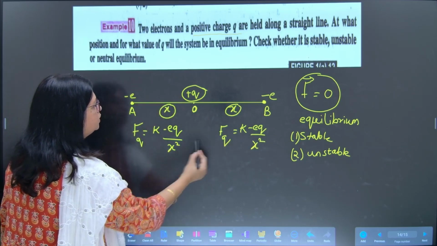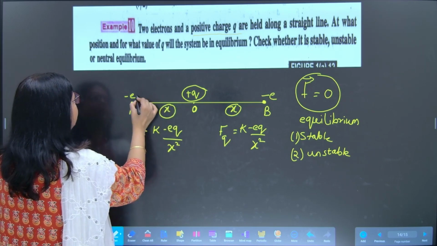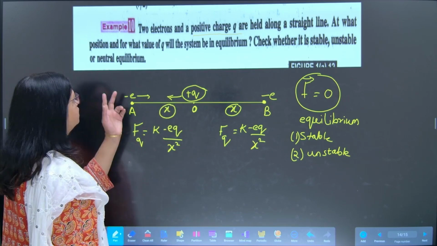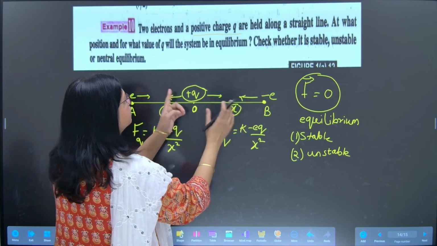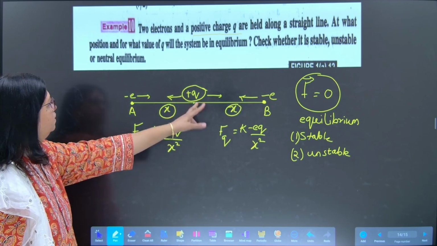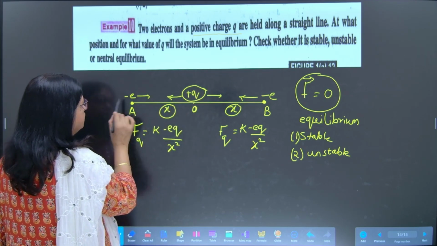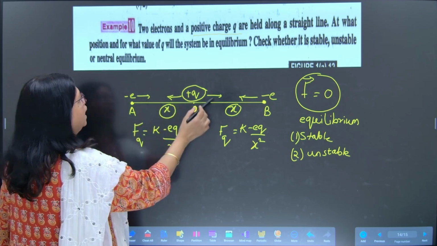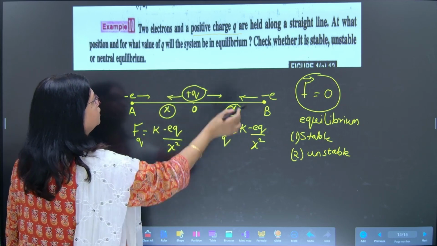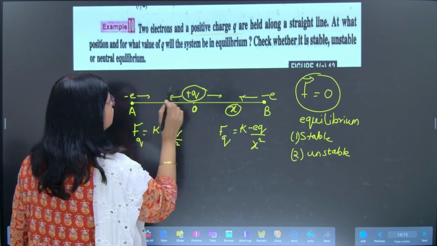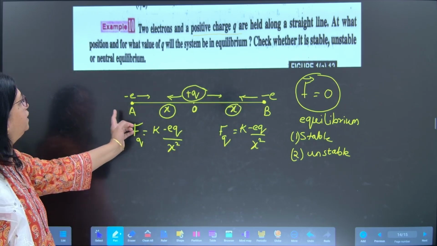You can see the magnitudes are the same, but what about the direction of these forces? These 2 forces are attractive because the polarity is opposite. This force is also attractive because the polarity of this pair is not the same. So on the charge Q, the force due to this electron is this side and the force due to that electron is the other side. So the net force on the charge Q becomes 0 because the magnitude is the same and the direction is opposite due to these 2 charges.